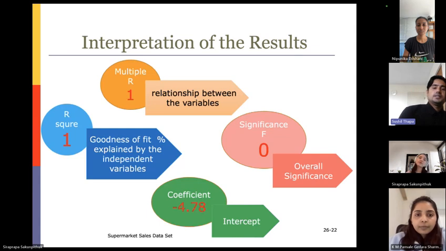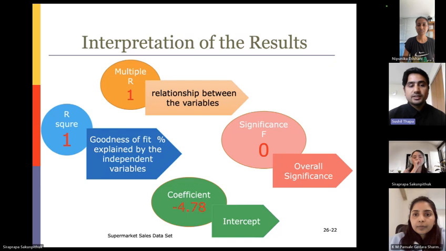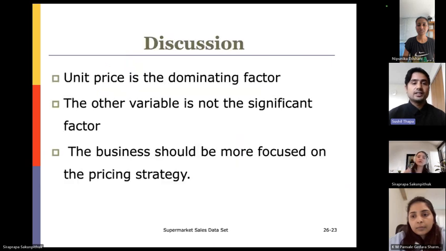So my next part is about the interpretation of the results. As you can see, there are multiple R, R square, and significance F. Multiple R defines the perfect relationship between the variables. Likewise, R square defines the goodness of fit, as it is 100% fit. But we can raise a concern about overfitting, as the data is comparatively small, I think. So there are no outliers. So we can raise the concern about the overfitting of the data, and also the significance of the data. So moving to the next slide, can you?